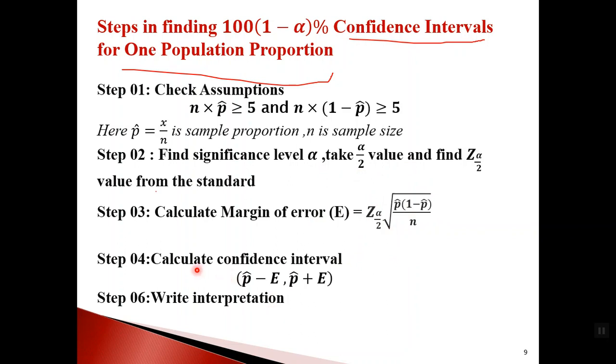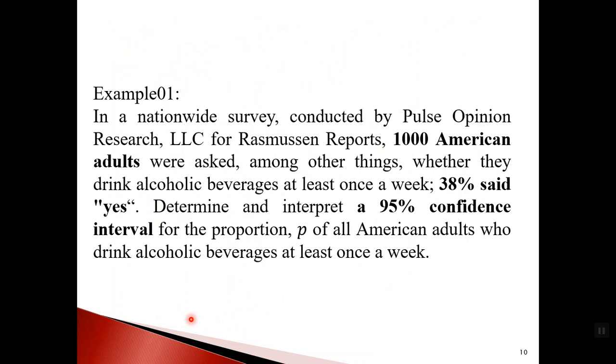Then you can easily calculate the confidence interval. The left side value is p hat minus your margin of error, comma, the right hand side value is p hat plus E, or simply you can say p hat plus or minus E. Because this is an interval, there should be a minimum value and a maximum value. At the end you should write the interpretation according to your question. Okay, let's try to do this example.